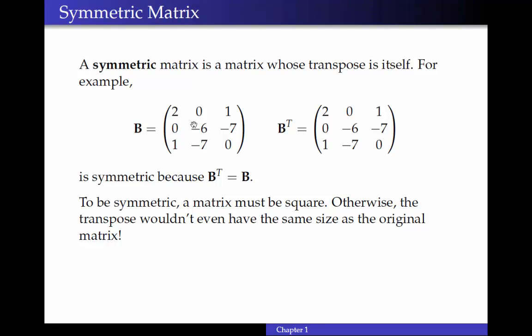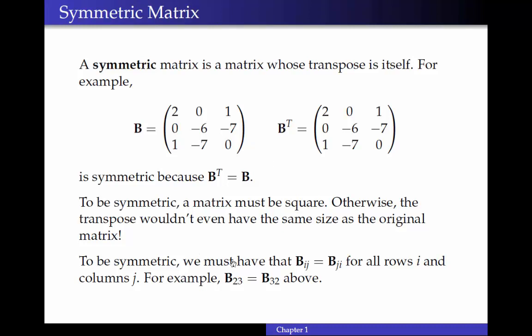But it also must have this property of symmetry across the main diagonal. So we talked previously about the main diagonal being the longest diagonal of a square matrix from corner to corner. And the symmetric matrix is called symmetric because it has this symmetry.